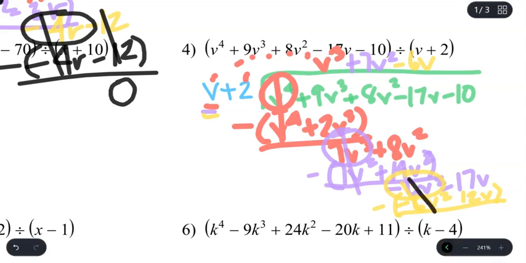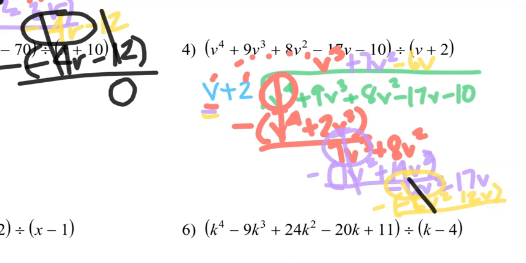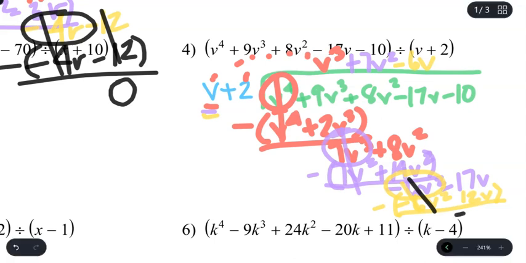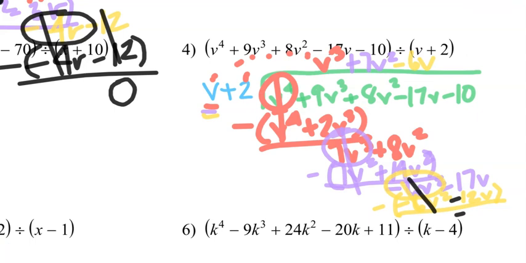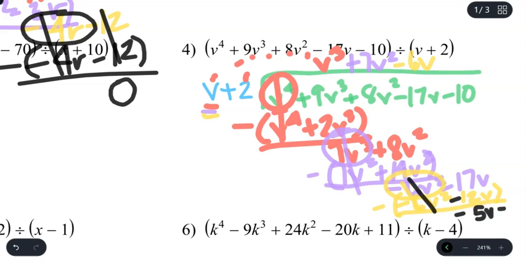So those go away, and then I have negative 17v minus negative 12v. And that's minus a negative, which is positive. So that gives me negative 5v minus 10. Then the last thing, I need to make v look like negative 5v, and the way I do that is multiply by negative 5. Negative 5 times v is negative 5v. Negative 5 times 2 is negative 10. And when I subtract, those are all going to cancel.